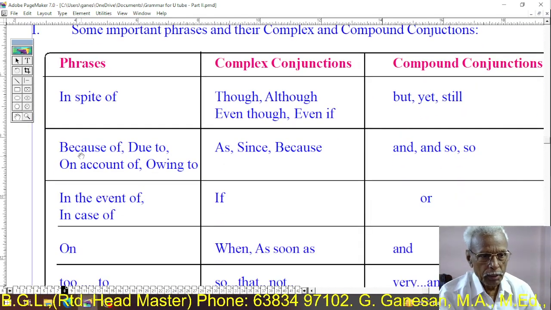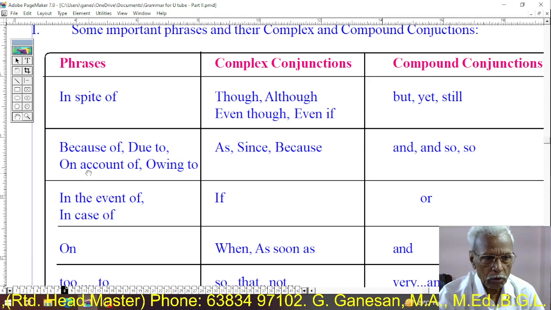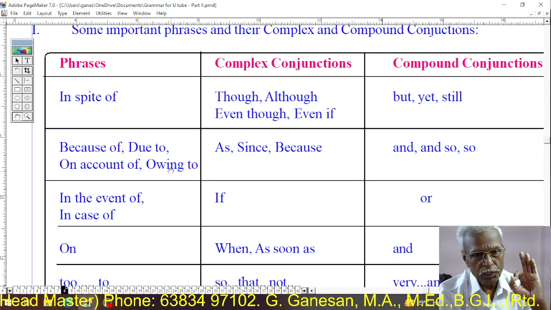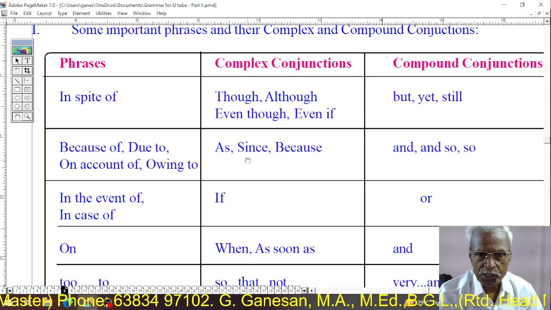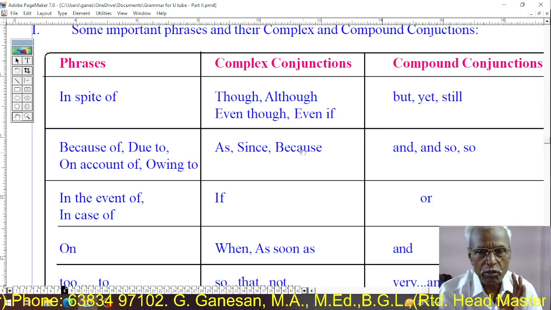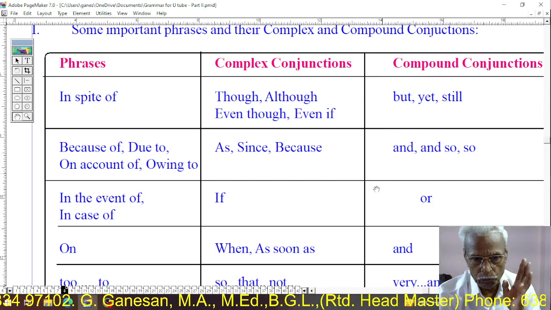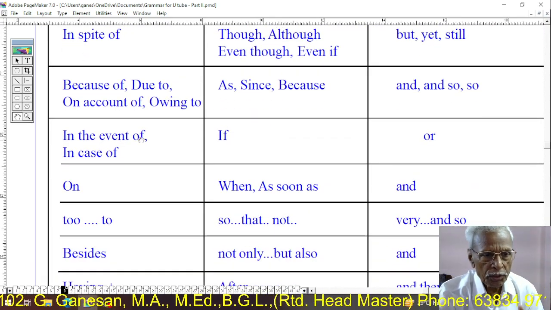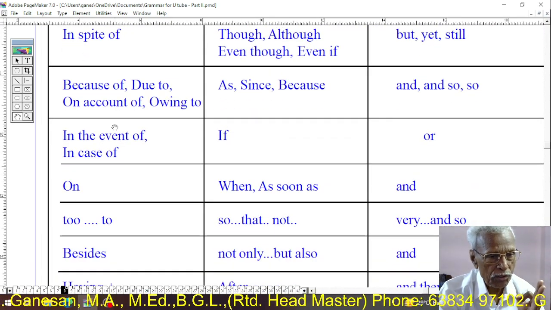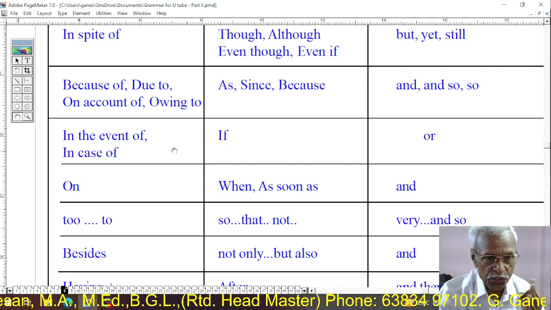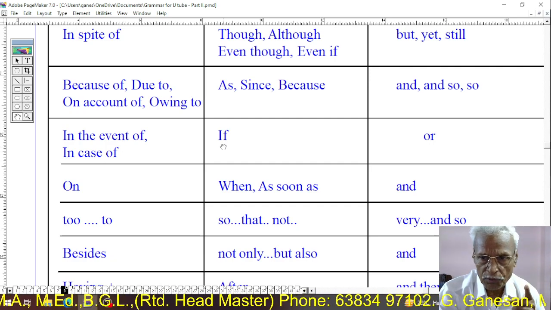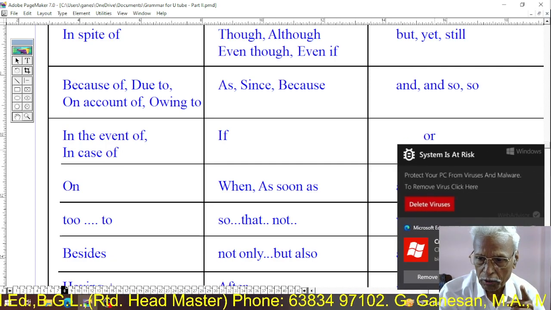Similarly, because of, due to, on account of, owing to: four phrases. Their complex conjunctions are as, since, because. Compound conjunctions are and so. In the event of, in case of: these are two phrases. Their complex conjunction is if, and compound conjunction is or.